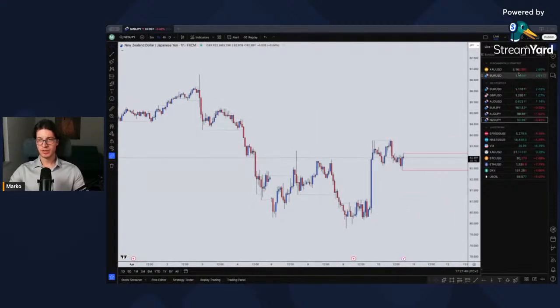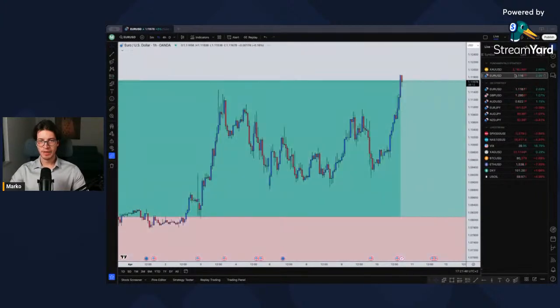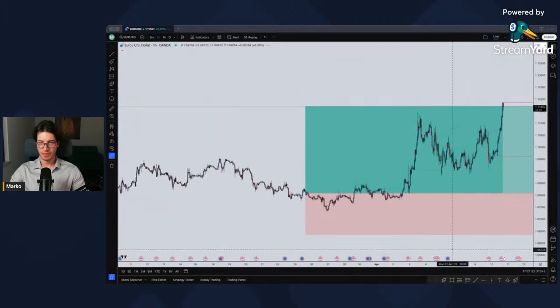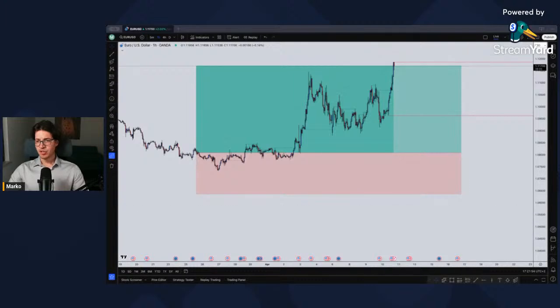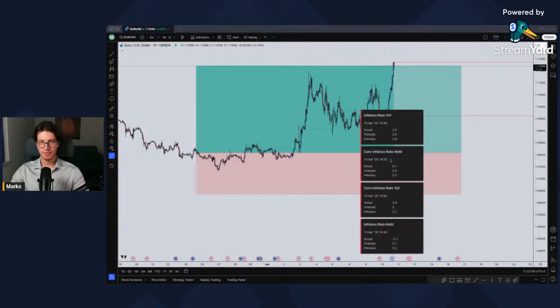Now, in terms of news, I did mention that we had the tweet from Trump yesterday, which definitely moved the markets quite a lot. And also today we did have the inflation rate. The inflation numbers were released. That's a pretty important number. So we're looking at this one.